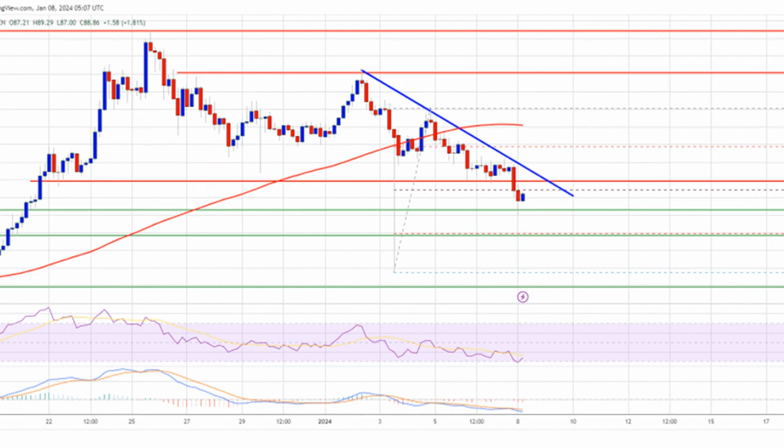If there is a fresh increase, immediate resistance is near the $92 level and the trend line. The first major resistance is near the $100 level or the 100 simple moving average, 4 hours. The main resistance is now near $105.